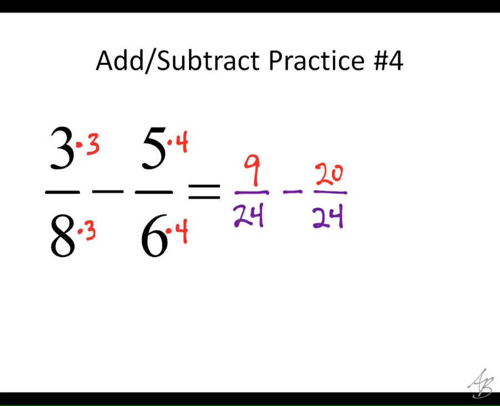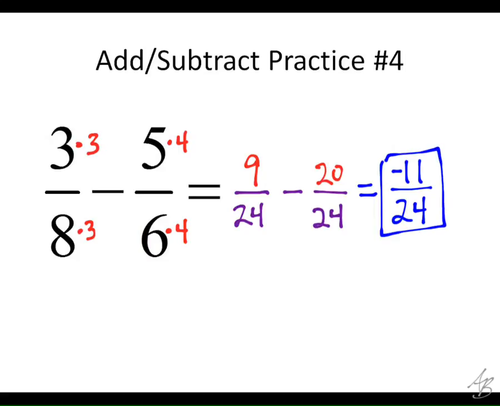Now we'll subtract. We have a positive 9 and a negative 20. So we take the bigger minus the smaller. 20 minus 9 is 11. Is that going to be a positive 11 or a negative 11? Negative. And then what do we do with the denominator? Keep it the same. Can I reduce that? No. So that's my answer. Is that the same thing I got the other way?